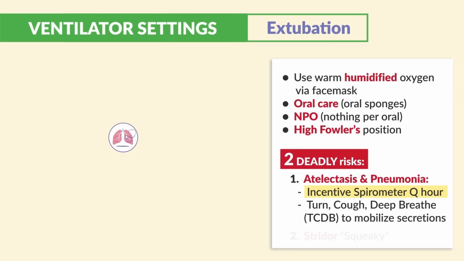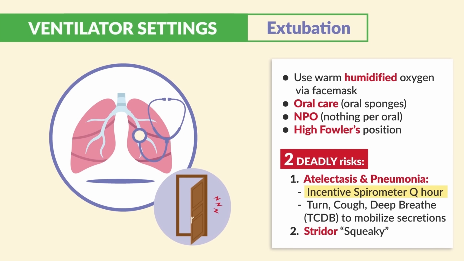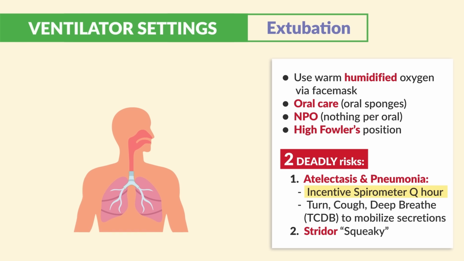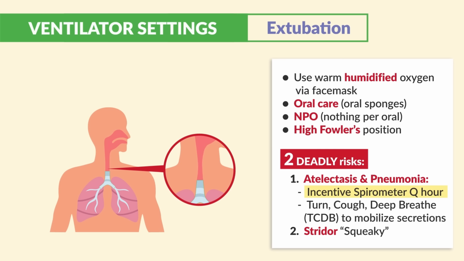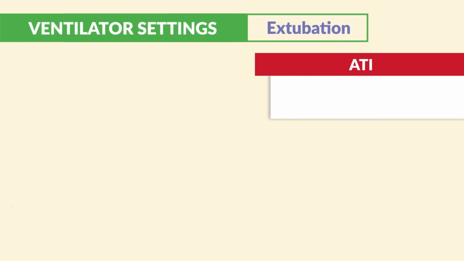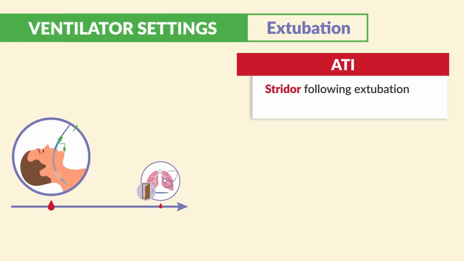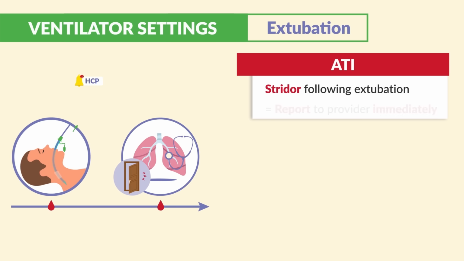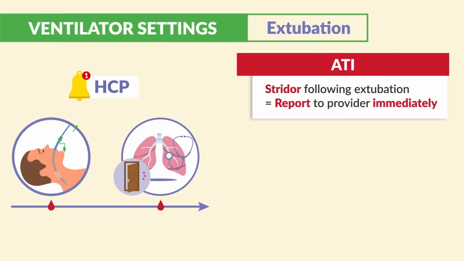Now, number 2 is the stridor. We call it the stridor squeak. It's a noise heard upon inspiration, indicating a very narrow airway. This must be reported immediately because it's a huge airway issue and a medical emergency. ATI mentions a stridor following extubation, we must report to the provider immediately.